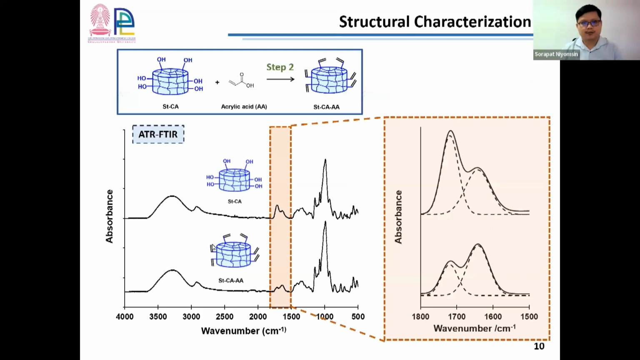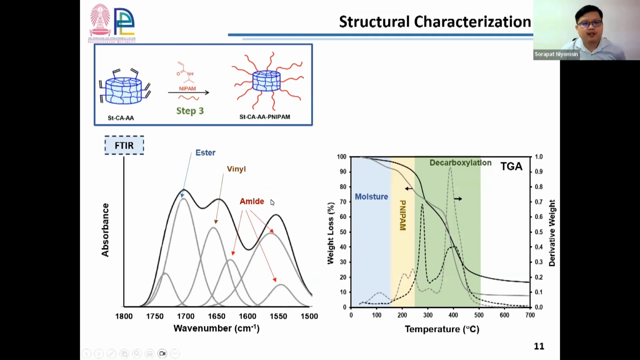For the second step, I incorporate the acrylic acid on the surface of the hydrogel. In this case, I also use the FTIR technique to characterize the formation of the ester bond and the existence of the vinyl group on the surface. After we analyze the deconvoluted FTIR spectrum, we can see the signal of the carbon-carbon double bond on the surface become higher in intensity.